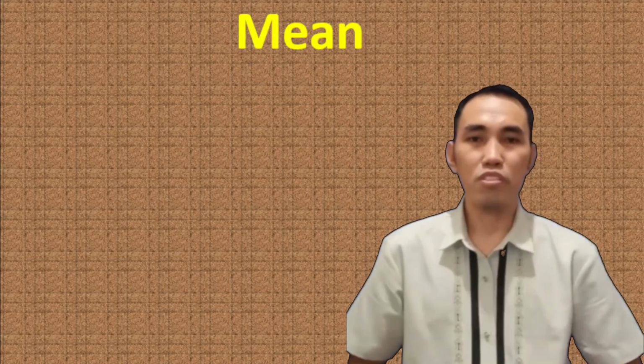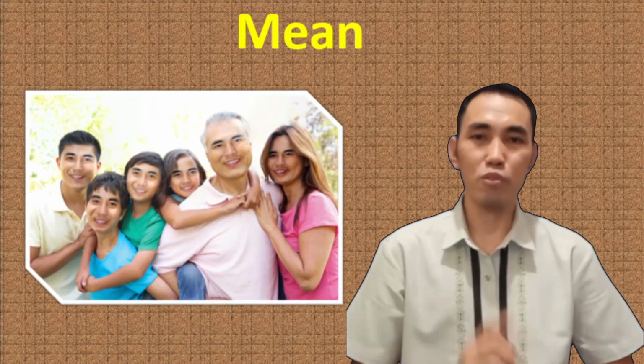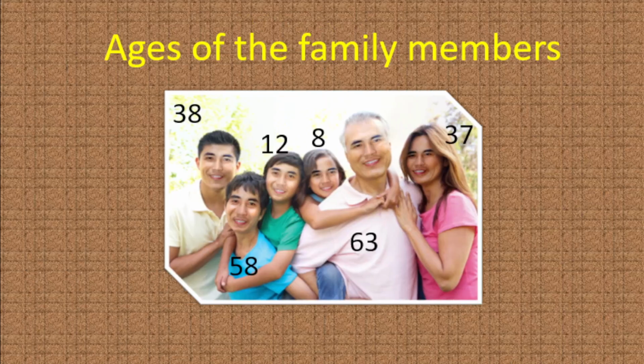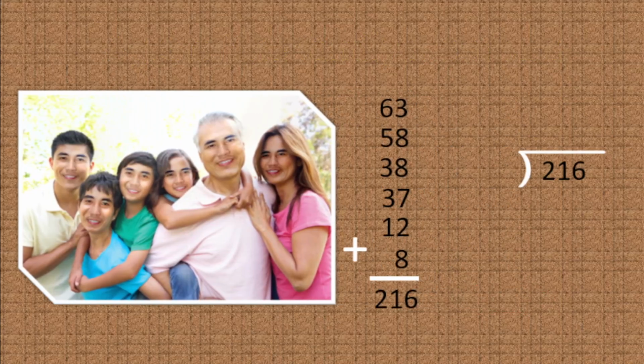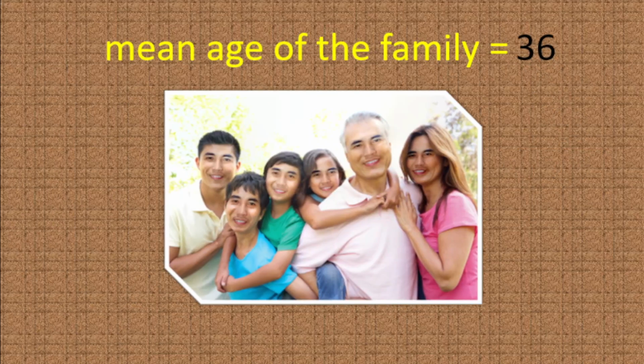Let's use that procedure to find the mean age of the members of this good-looking family here. If we add them all up, the total number of ages is 216 years. But then, we need to divide that total by the number of the family members, which is 6. 216 divided by 6 is 36. So that's the mean age of all the members in this family.